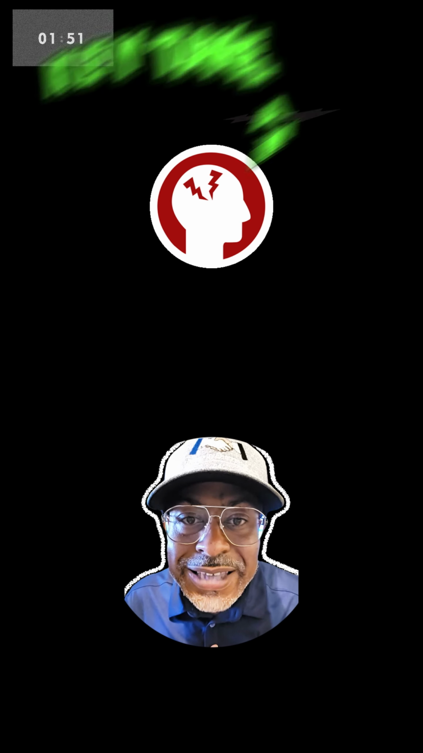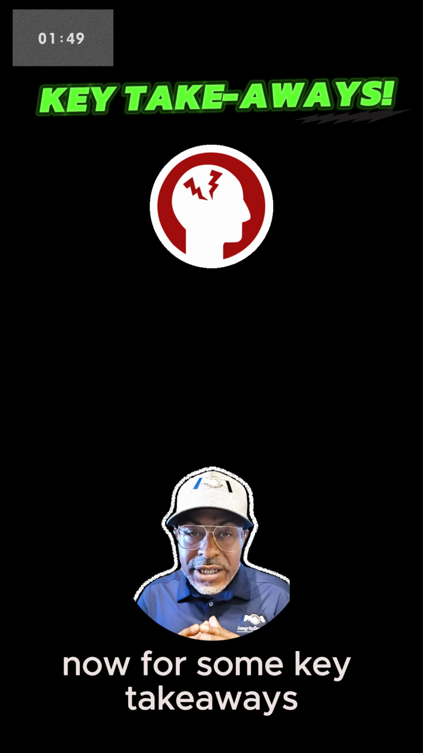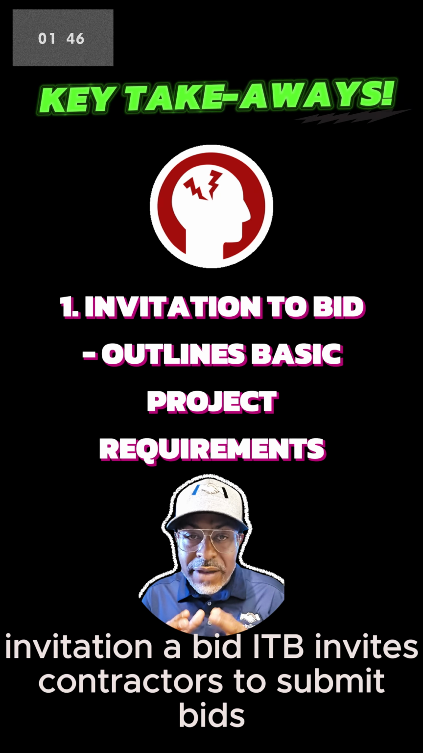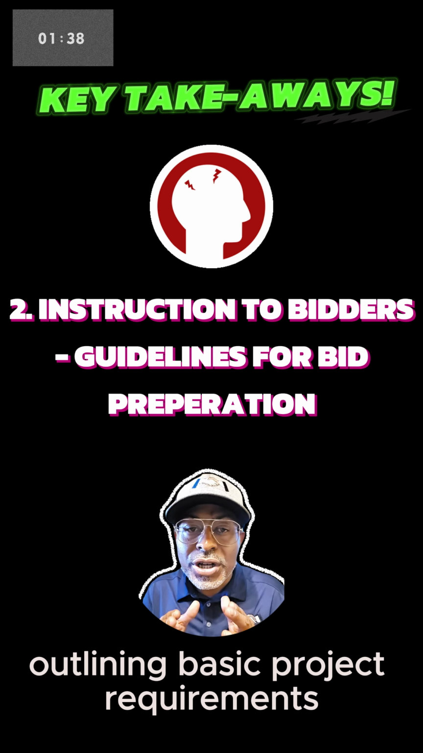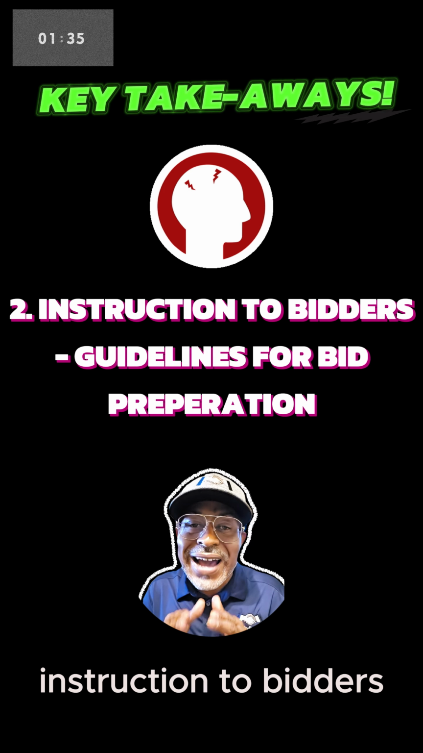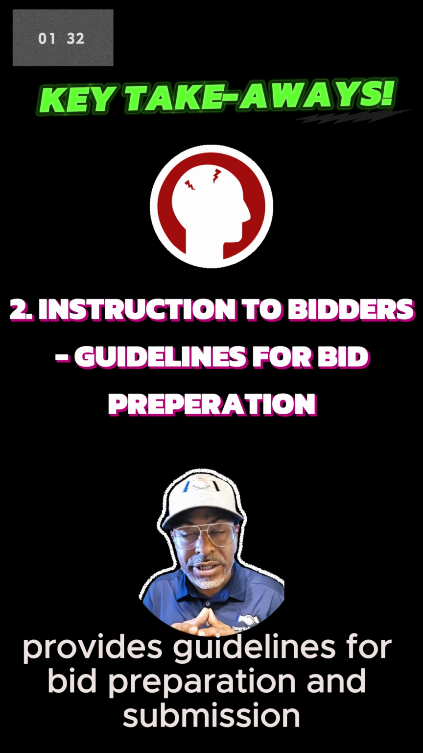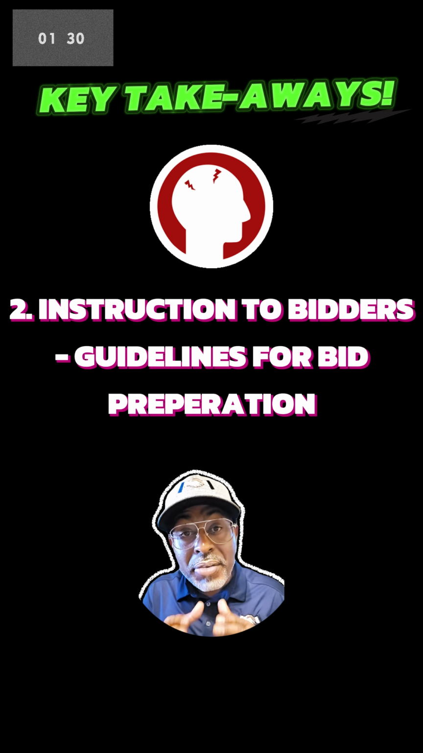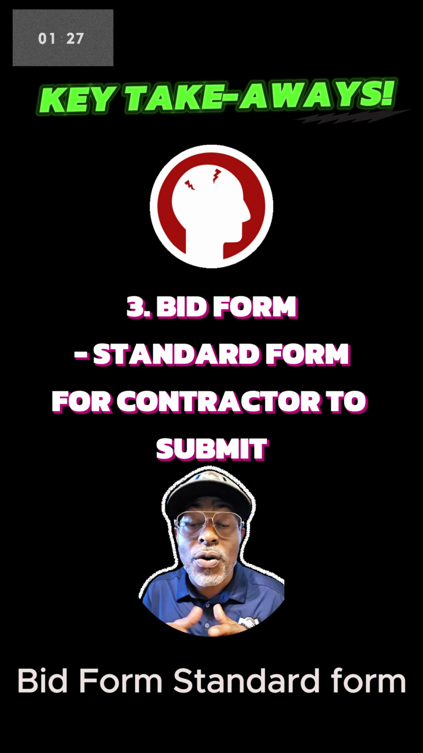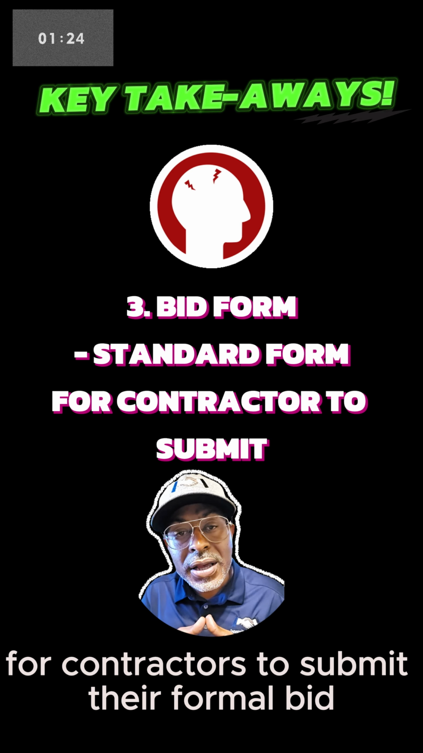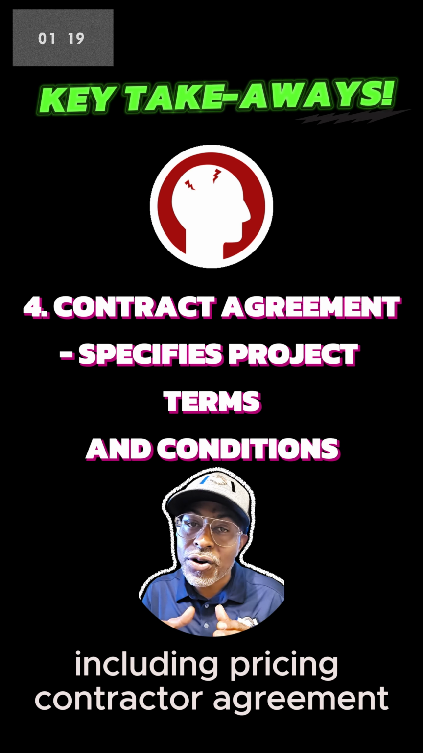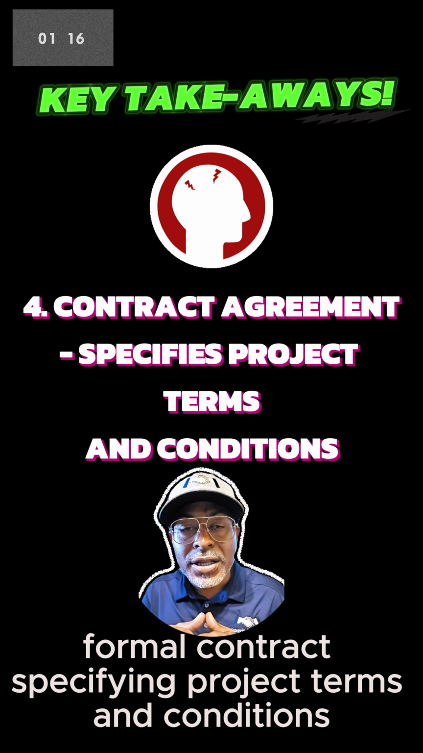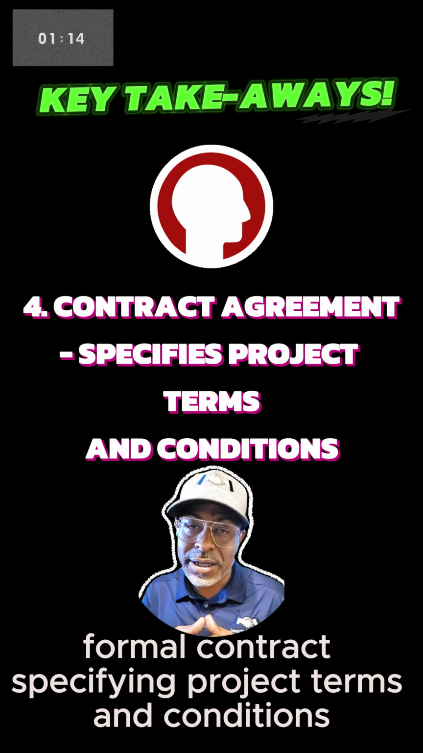Now, for some key takeaways. Invitation to bid, ITB, invites contractors to submit bids outlining basic project requirements. Instruction to bidders provides guidelines for bid preparation and submission. Bid form, standard form for contractors to submit their formal bid, including pricing. Contractor agreement, formal contract specifying project terms and conditions.